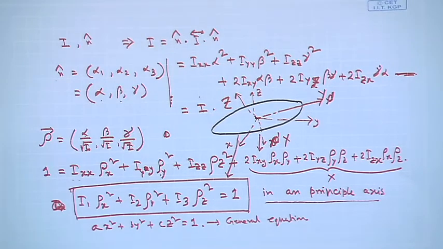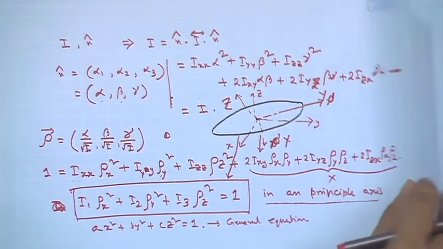Now, if we have a system with certain symmetry, for example spherical symmetry, then I1, I2 and I3 will all be equal to some value I, and the equation will simply be rho x square plus rho y square plus rho z square equal to 1. That gives you the surface of a sphere, which is a special case of the ellipsoid. For symmetric systems, I1 and I2 will be equal, and we will have more symmetry associated with this ellipsoidal shape.